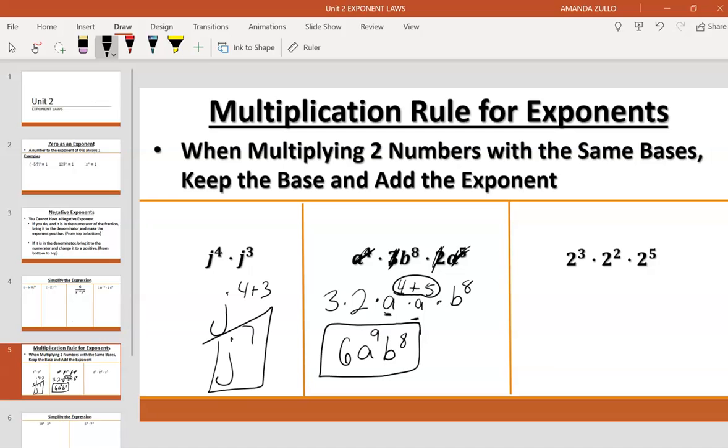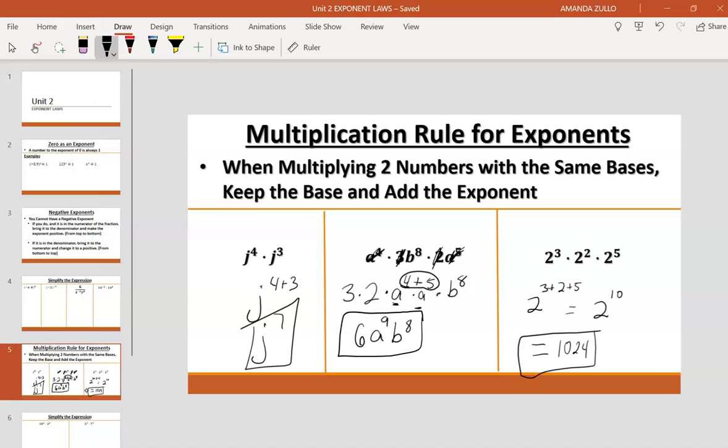Over here works the same way as the example with J. It's numbers though. So I'm going to write down 2. All you have to do is add all of these. So you have 3 plus 2 plus 5. 3 plus 2 plus 5 is 10. If they want you to simplify that, you have to do 2 to the 10 power, or 2 times 2 times 2 times 2 times 2 times 2 times 2 times 2 times 2 times 2. But we could do this much easier.